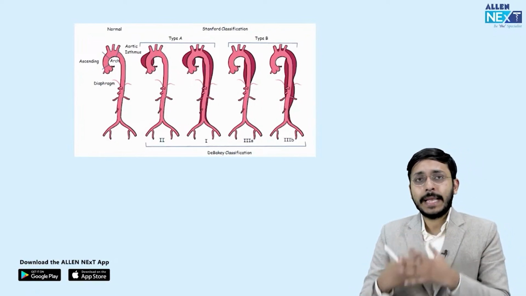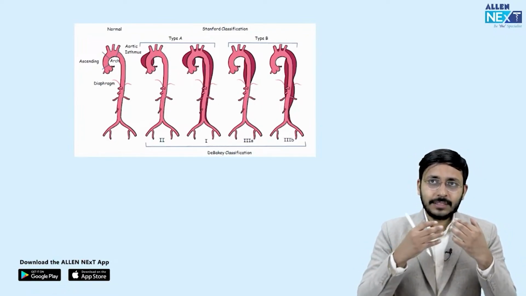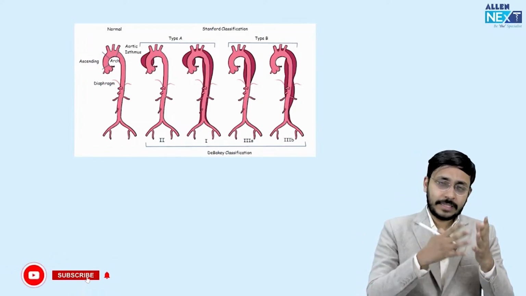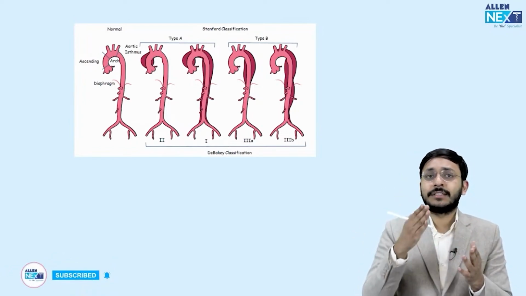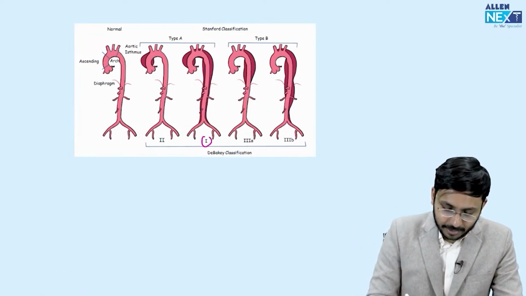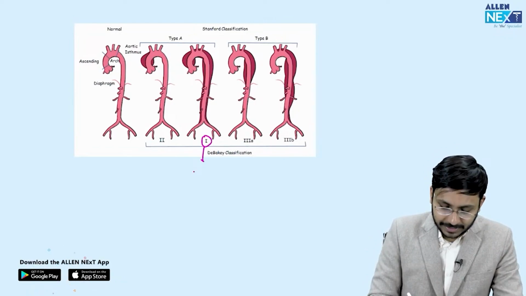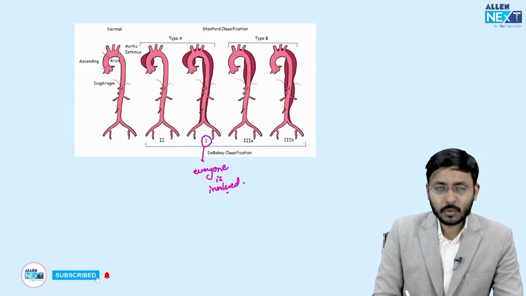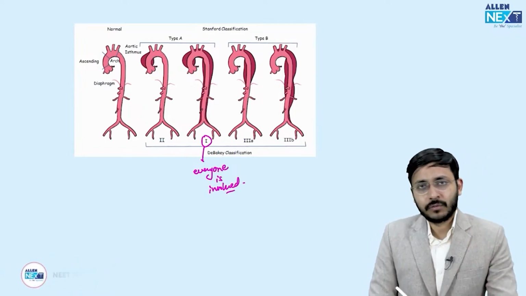Now, if type A has everything involved, the ascending aorta will be involved, but the arch, descending thoracic, abdominal, everything is involved. This is DeBakey type 1. Okay, so 1 is everything is involved. Now 2 is only ascending aorta is involved.